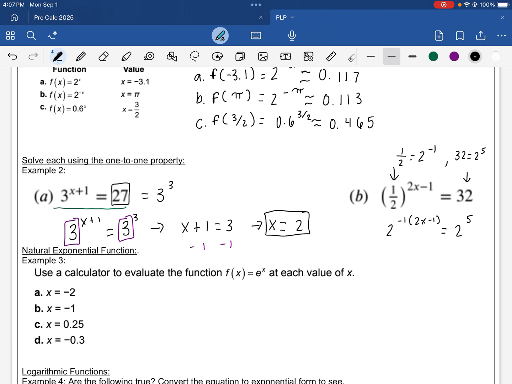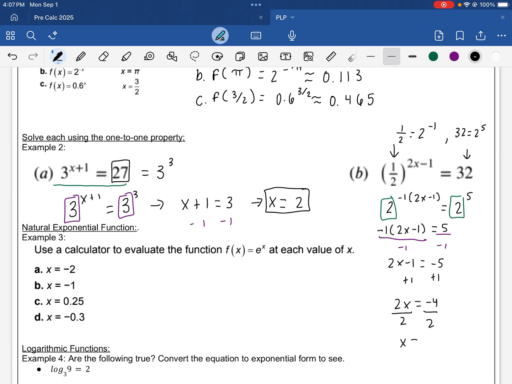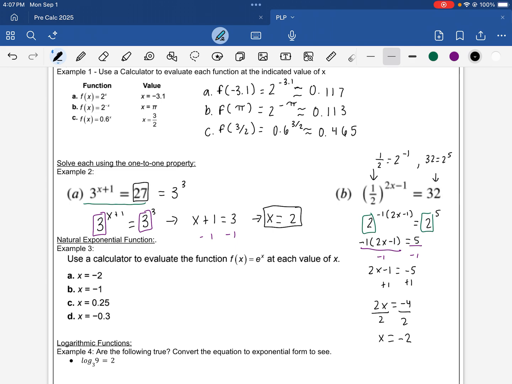From there, nice and easy algebra. Since our bases are the same, we can drop those off, and we've just got negative 1 times 2x minus 1 equals 5. From here there are a couple ways you can do it. I'm going to get rid of that negative 1, and we've got 2x minus 1 is equal to negative 5. Add 1 to both sides. 2x equals negative 4. Divide by 2. x is equal to negative 2. So that's your basic exponential function and then the one-to-one property.